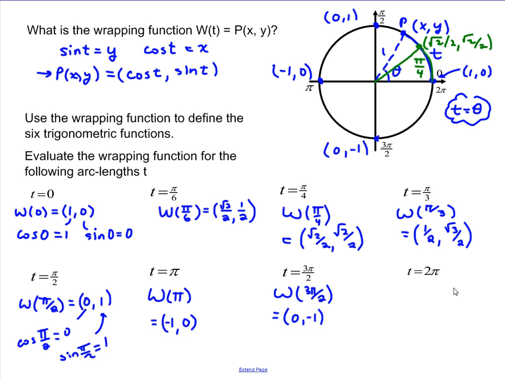And of course, at 2 pi, we return back to where we were all the way back at the beginning. So our wrapping function for 2 pi is nothing more than saying (1, 0) again, and then we start the process all over again. So if we're looking for a wrapping function, we're simply looking for the coordinate point associated with that particular arc length. That's it. All right, more to come.